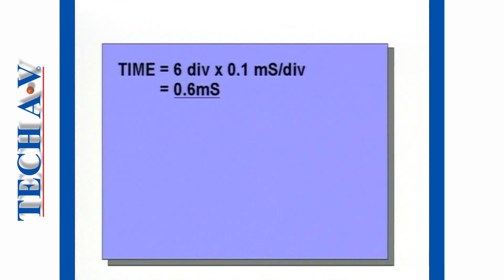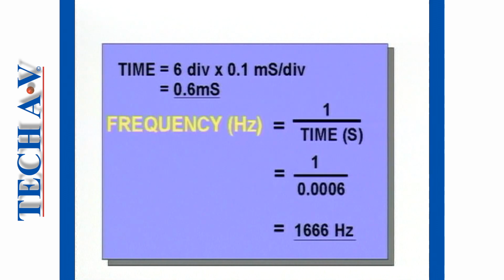6 divisions times 0.1 millisecond per division equals a period of 0.6 milliseconds. Frequency equals the inverse of time, and so the frequency is 1 over 0.0006 cycles per second, or 1,666 hertz, or 1.666 kilohertz.